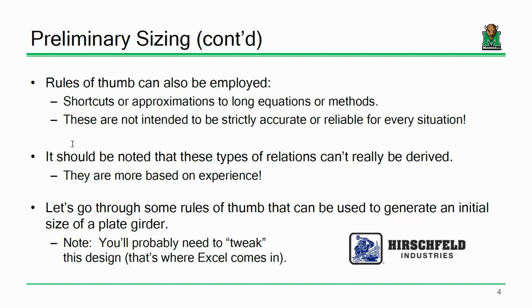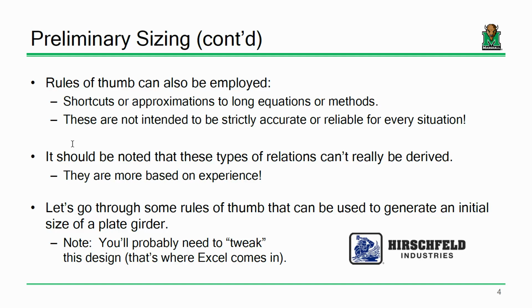Okay, so what I'm going to do is talk to you and show you some rules of thumb that you can use to come up with a preliminary size. I'll go ahead and tell you that these equations aren't really things that can be derived. There's one that can kind of be derived, but most of this is based on experience. Most of this comes from designing hundreds and hundreds of bridges and figuring out what works. So we're going to go through these rules of thumb, and then use them to come up with an initial size of a girder.